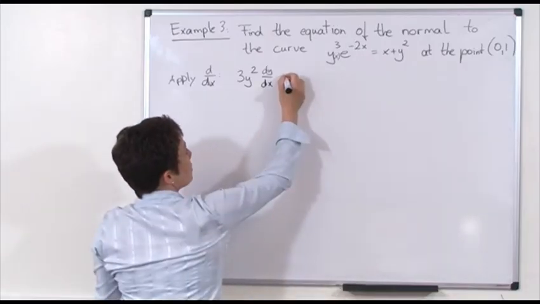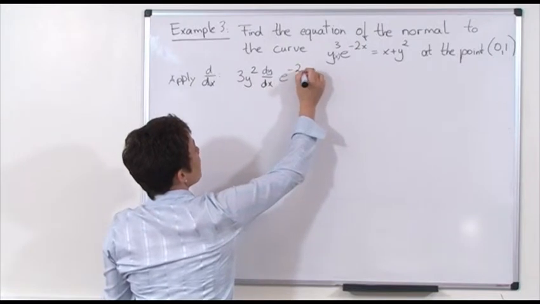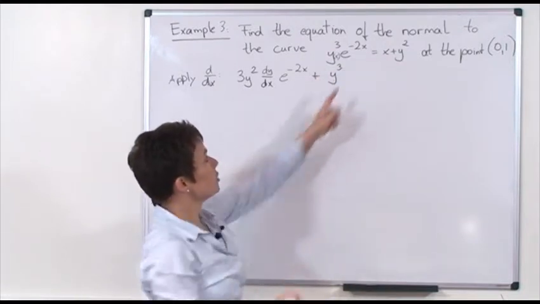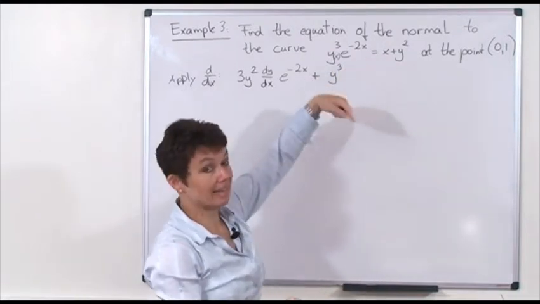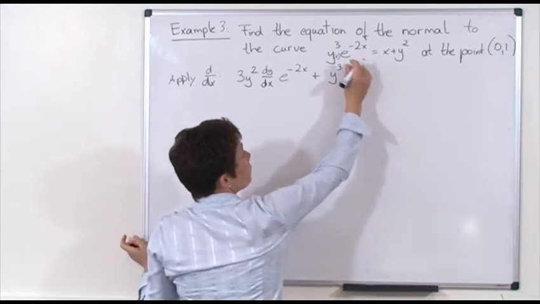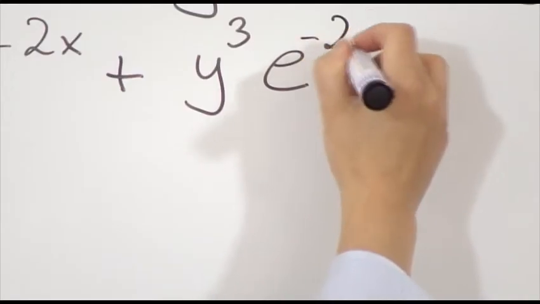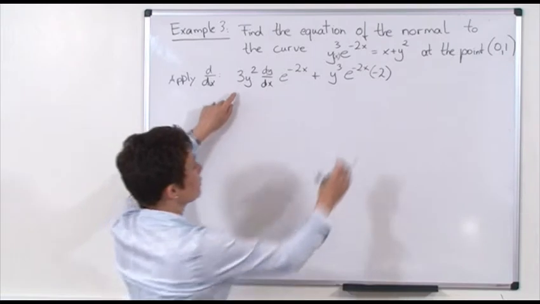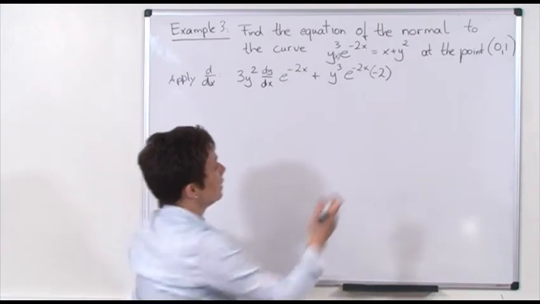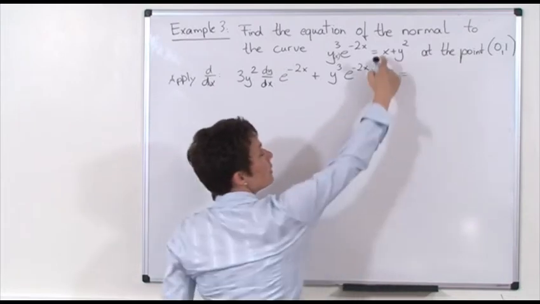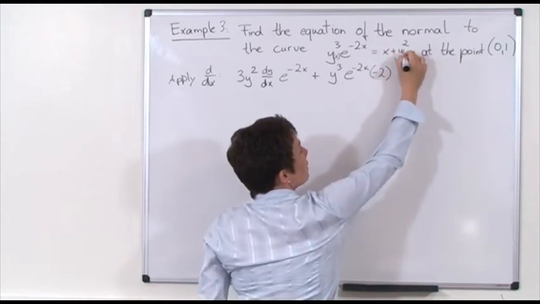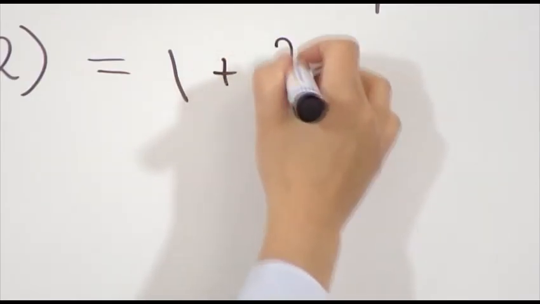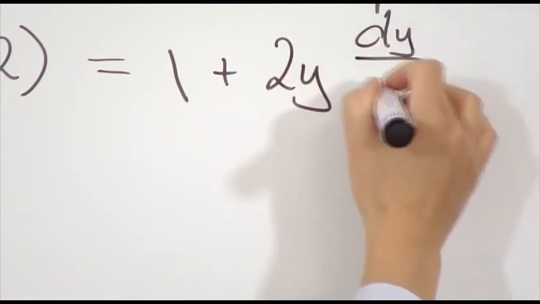We leave the second factor alone, e to the negative 2x, plus we leave the y squared and differentiate e to the negative 2x in the usual way. That's again a chain rule. The derivative of the exponential function is the function itself, times the derivative of the exponent, that's the negative 2. So that's the derivative of the left-hand side. The right-hand side differentiated is easier. x differentiated is 1. Thinking of y as a function of x, the derivative of y squared, we've had now several times, that's 2y times dy by dx.